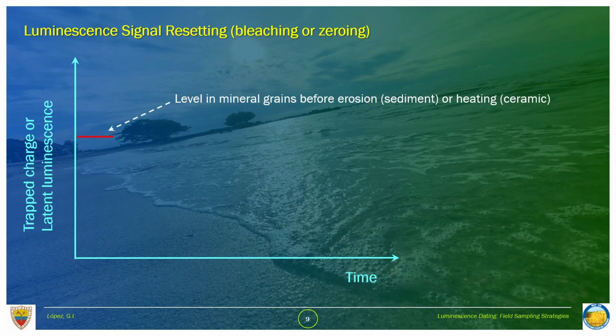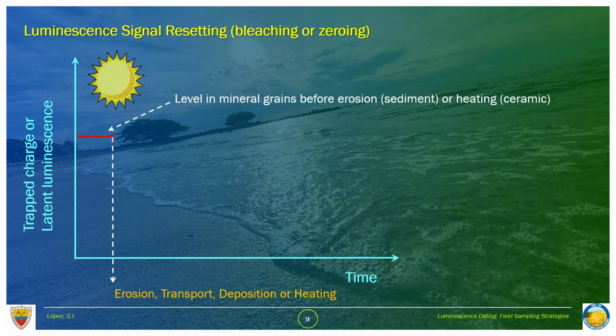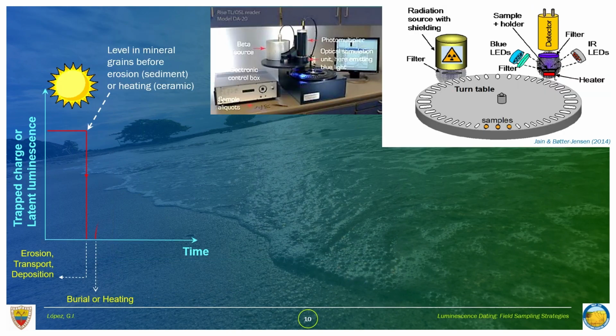This is a little animation of the previous graph, so it's easier to visualize. So you have the level of luminescence in the mineral grains before the erosion happens. Then the erosion happens, you have sunlight exposure, you have bleaching of the luminescence signal. Subsequently, you have the rebuild of the luminescence signal if your grain gets buried again or heated again, and until you get your sample collected. So that is your luminescence stage.